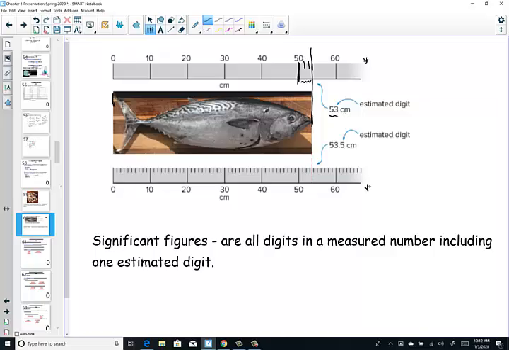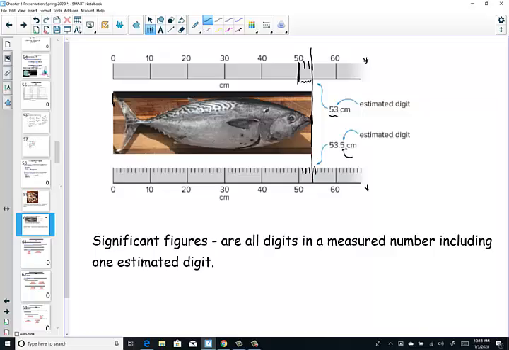If I'm using a ruler stick that has little tick marks between the 50 and 60, I now can count over with certainty 3 marks to get 53, but it's lying between 53 and 54. So I have to estimate where it lies between. So I'm going to estimate that it's lying halfway between the 53 and 54 tick mark. So I put in 53.5 as the estimated digit.